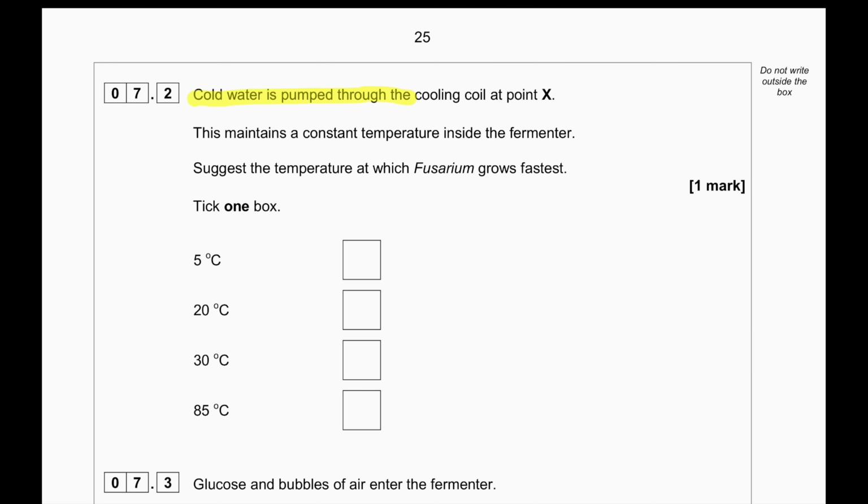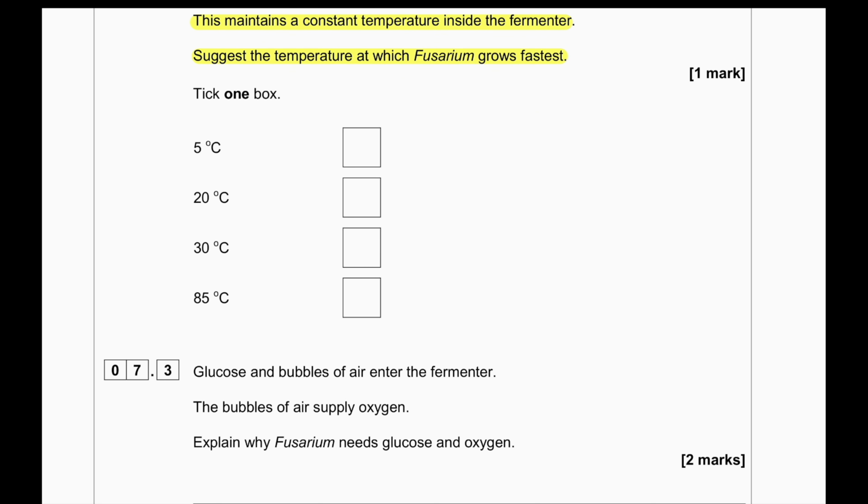Cold water is pumped through the cooling coil at point X. This maintains a constant temperature inside the fermenter. Suggest the temperature at which Fusarium grows fastest. Whenever this kind of question is going to be asked, remember that our own body temperature is an ideal temperature. So any temperature close to our own body temperature will be ideal. 5 degrees and 20 degrees Celsius are too low, whereas 85 degrees Celsius is too high. So 30 degrees Celsius should be the correct answer.